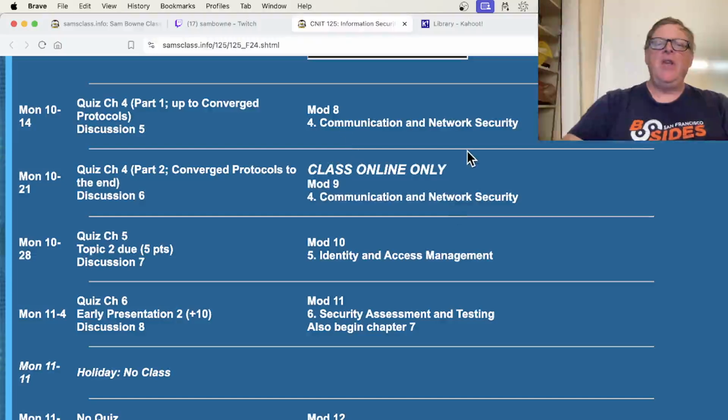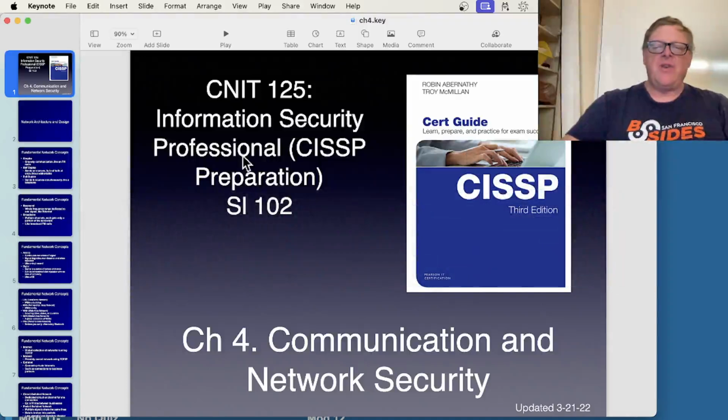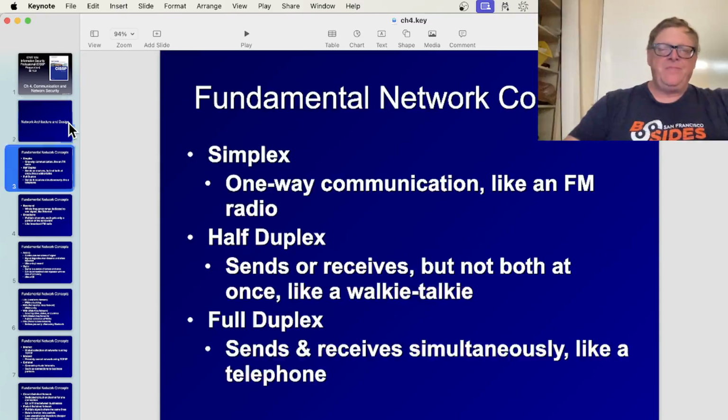We're down to communication and network security. This is essentially Net Plus. So a quick summary of basically Net Plus level protocols and networks. So when you communicate over a network, there are three types of communication.